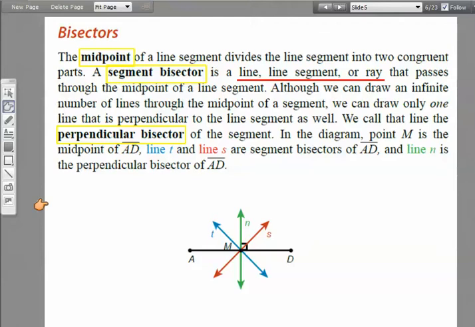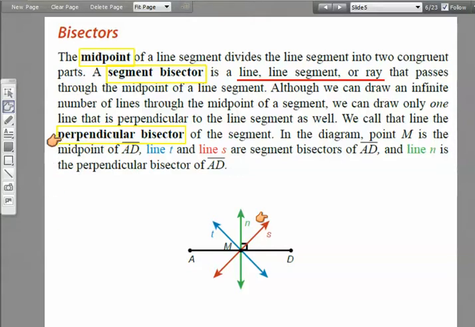Now talking about bisectors. The midpoint of a line segment divides a line segment into two congruent parts. Okay, so sort of the midpoint is a bisector. A segment bisector is a line, segment, or ray, right here underlined in red, that passes through the midpoint of a line segment. And you can see a picture of this right down here. M is going to be your midpoint. Line T, line N, line S, they're all lines that are segment bisectors. They're passing through the midpoint.